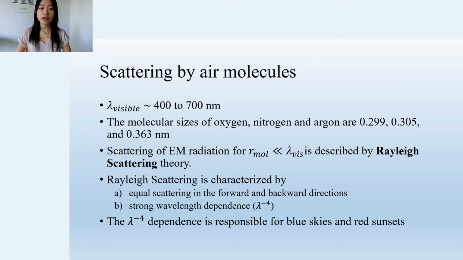When the radiation scatters from a molecule that is a lot smaller than the wavelength, the scattering can be described by the Rayleigh scattering theory. The Rayleigh scattering is characterized by equal scattering in the forward and backward directions, and strong wavelength dependence. The scattering is proportional to the inverse of wavelength to the power of 4. In other words, shorter wavelengths will scatter more than longer wavelengths. And it's this wavelength dependence that is responsible for blue skies and red sunsets.